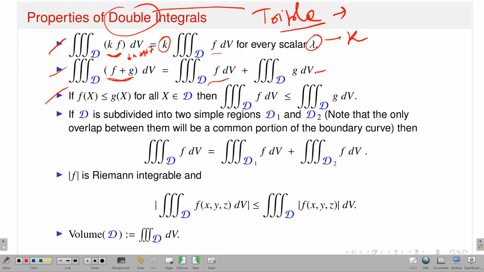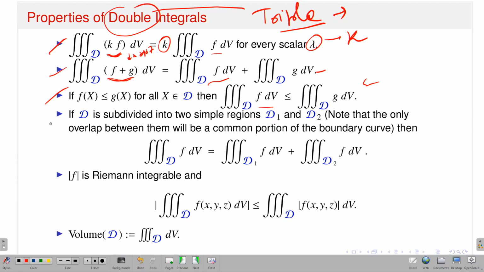What about the third one? The third one is that if f of x is dominated by the function g of x, and f and g are both triple integrable, then what will happen? The triple integral of f dv over the domain D is also dominated by the triple integral of g over the domain D.